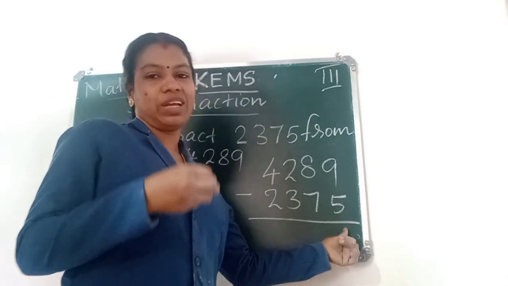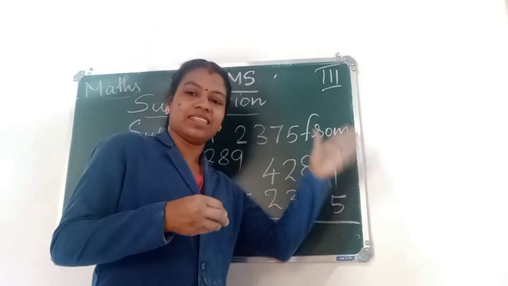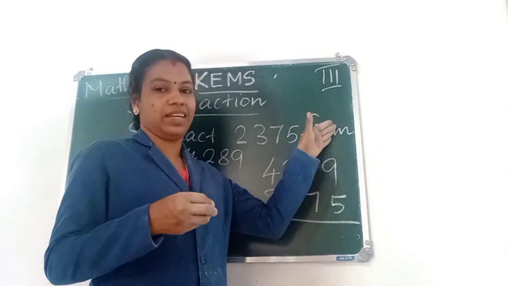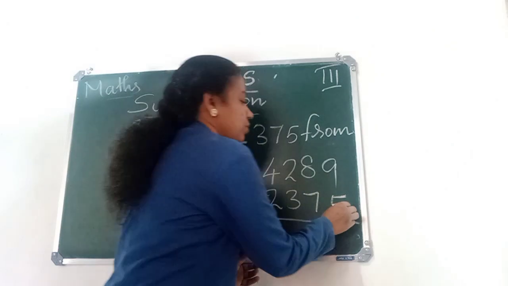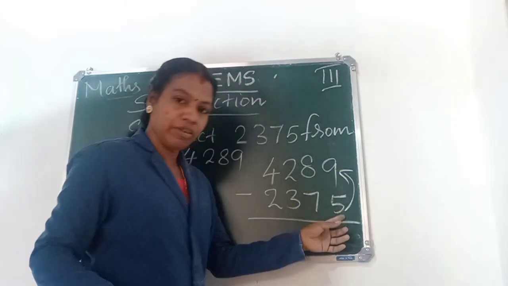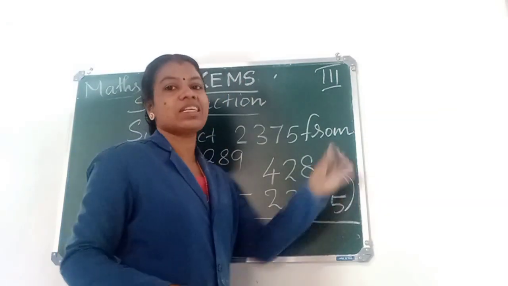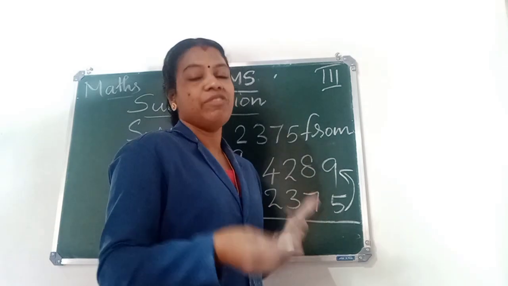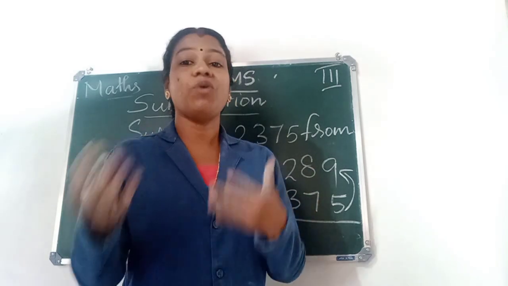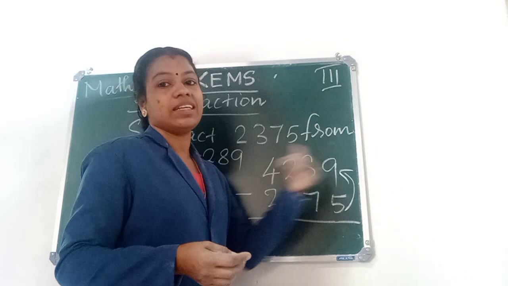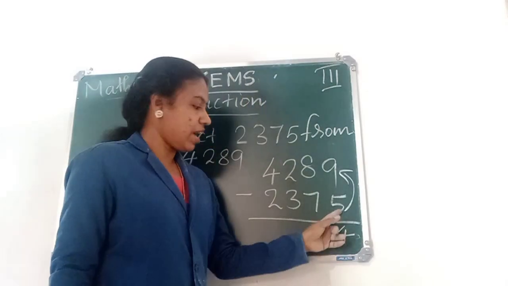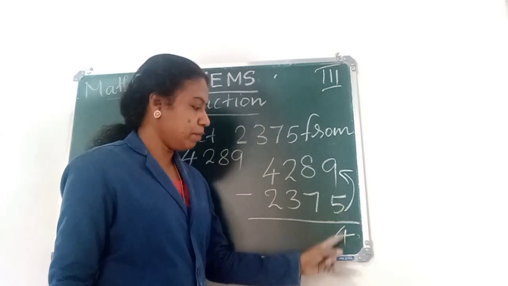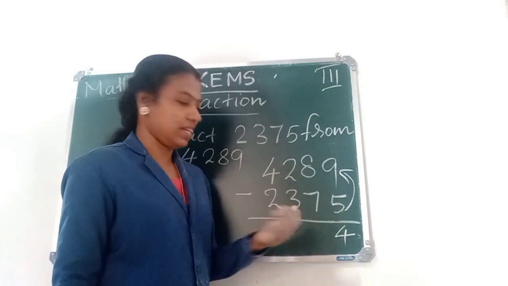So write 4 here. Just count from here to here, backward. That is, from 5 count like this up to 9. We need 4 to get 9. 5 plus 4 is 9. Just add 5 plus 4, 9. Okay, like that.